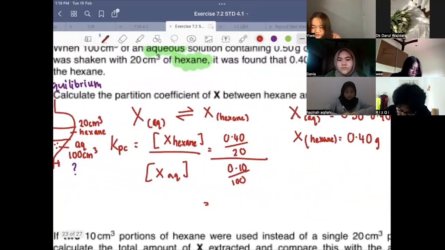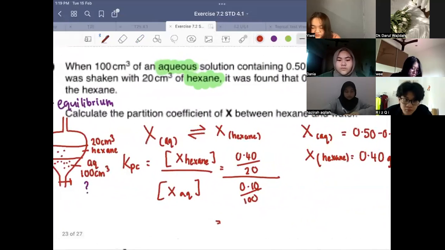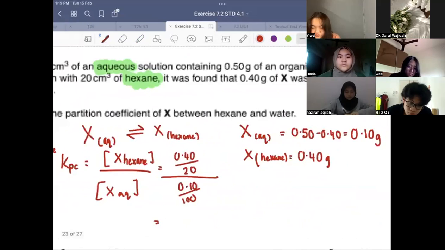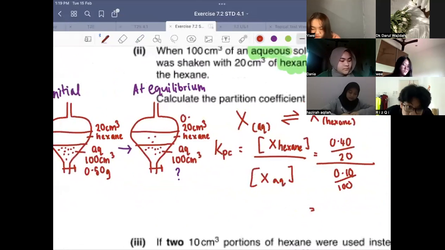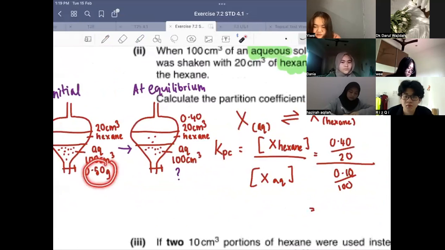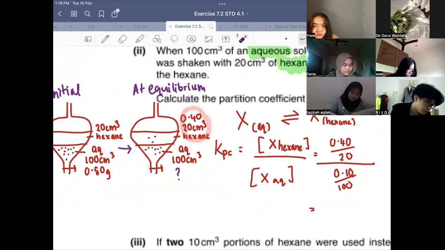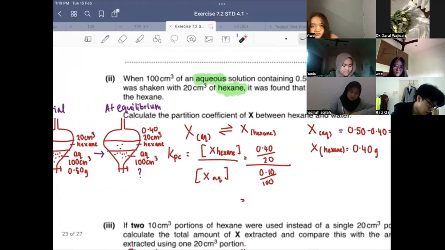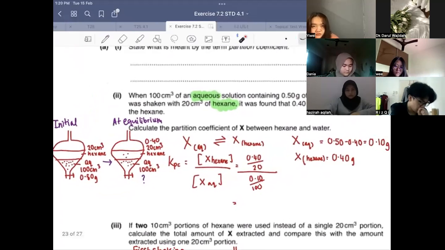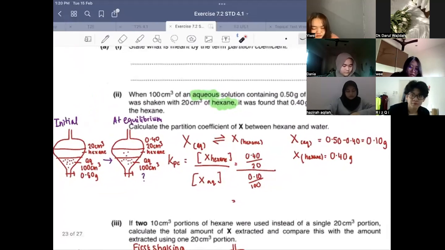Calculate the partition coefficient of X between hexane and water. It was found that 0.40 grams of X was extracted. So that means at equilibrium, we have 0.40 in hexane. Okay, so if we know how much mass of solute we started with, and we know how much has gone into hexane, we can find the mass of solute in the aqueous layer. I've already prepared the diagram for you, and I've also given you hints there. You can quickly work it out.